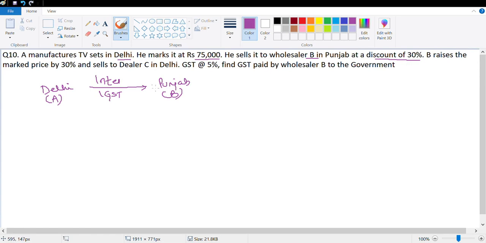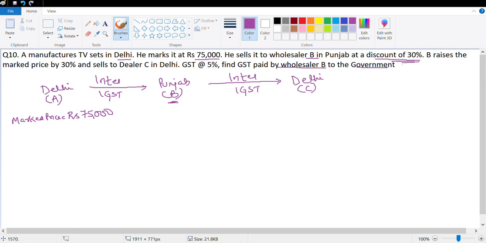Next, B raises the mark price by something and sells it to dealer C in Delhi. So now we again have inter, and this is again IGST, and this is C. Okay, find GST paid by wholesaler B to the government. So we need to find the output tax, or rather the net GST for the person at B. So let's look at this question. The marked price, which is the price written on the product, is rupees 75,000. Or does he sell it at that price?